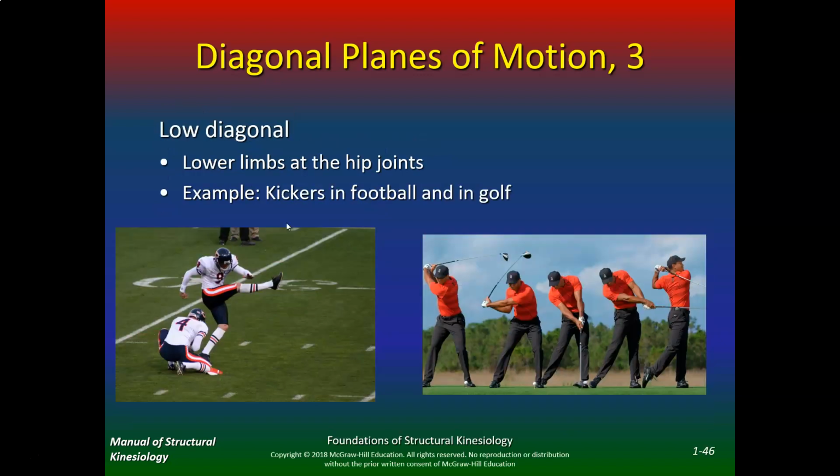Now the low diagonal, lower limbs at the hip joints, so kickers in football, that's a low diagonal. And then golf is a good example of the low diagonal here. If you look at Tiger coming in, boom, boom, and the follow through.